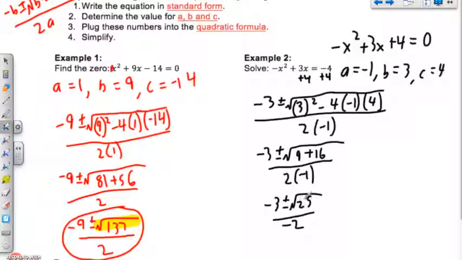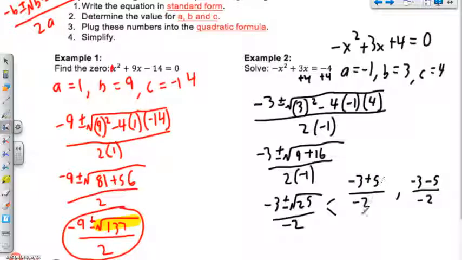Now 25 is a perfect square that we can simplify. So this is going to break down into two problems now. This is going to split off, and we're going to have negative 3 plus 5, since 5 is the square root of 25, over negative 2. And we're also going to have negative 3 minus 5 over negative 2.